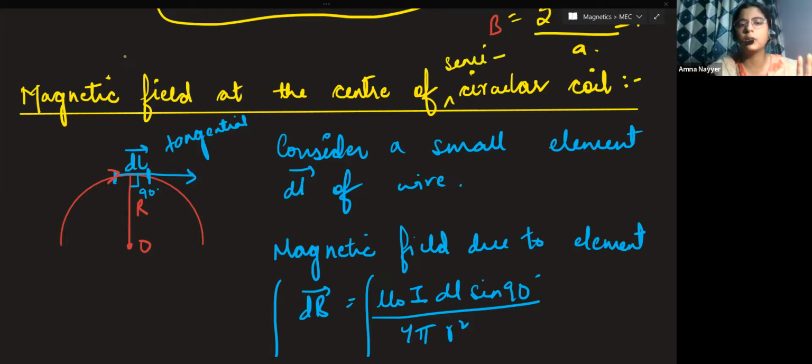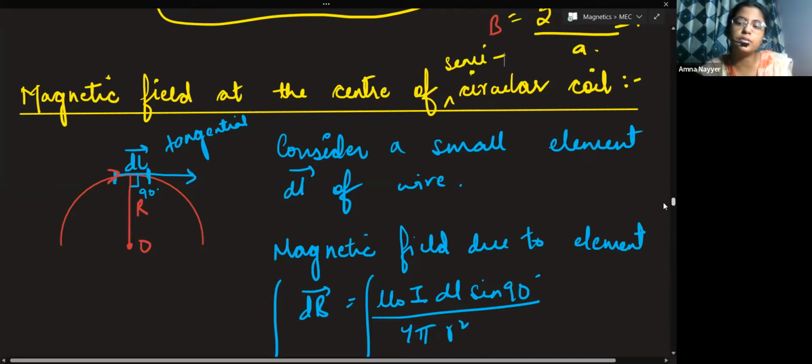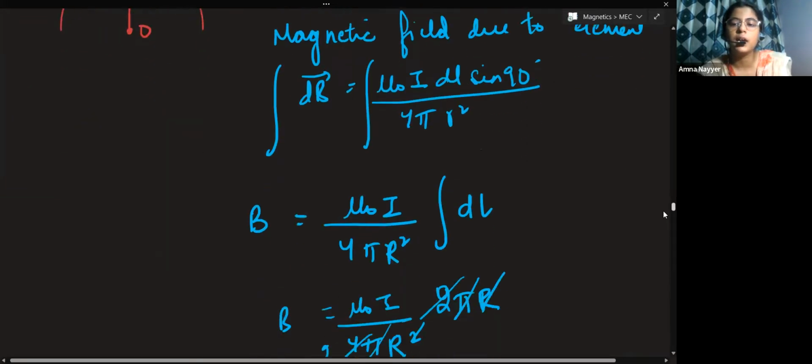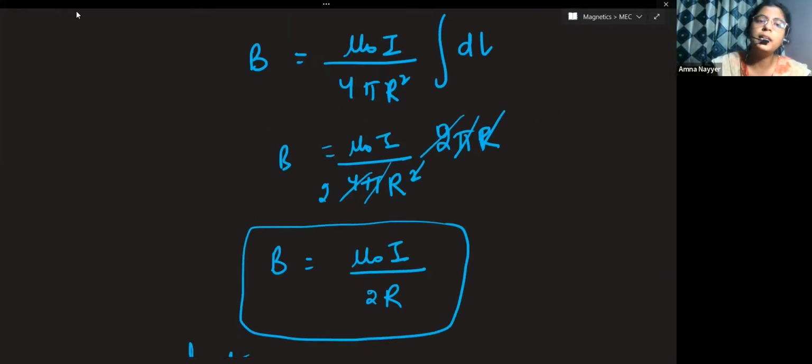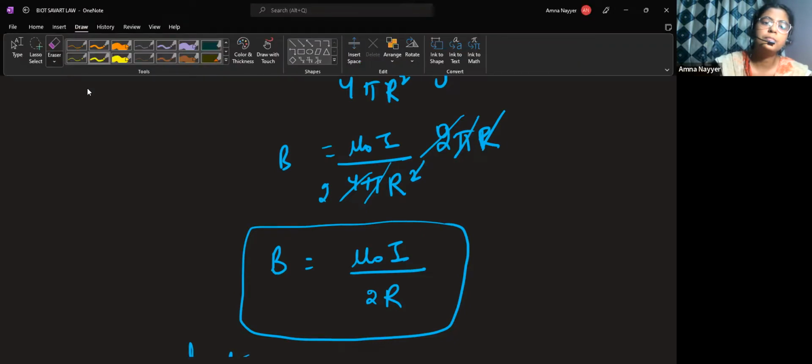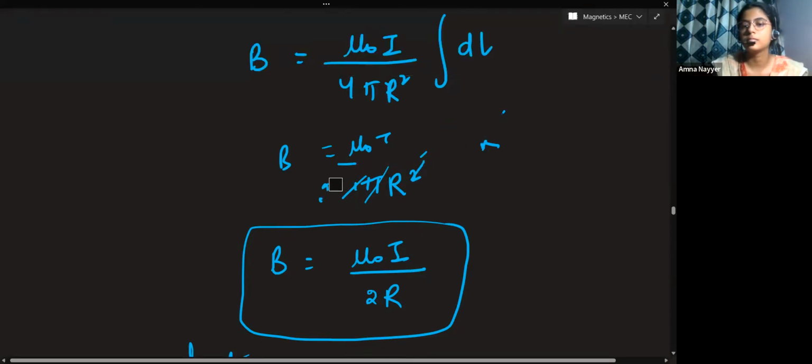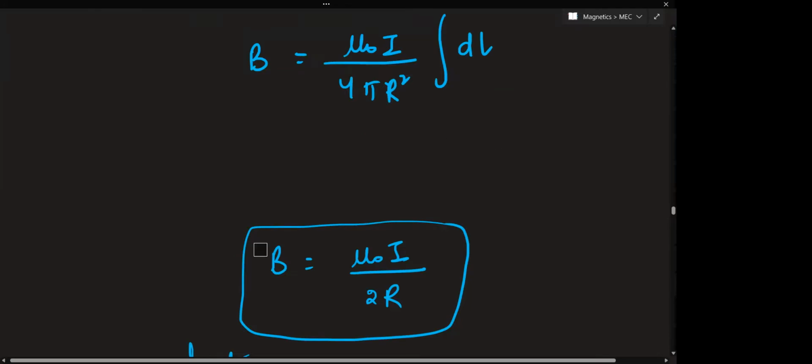Now, a semicircular coil is given. So you have to write it again. Don't write it in this way. In your notebooks, write it again because the derivation of the semicircular coil also comes. But the difference here: can anyone tell me what dl will be right now? Pi r. Yes, Krishna.